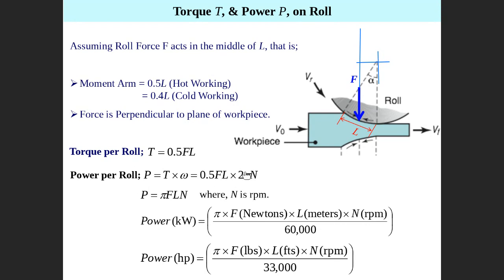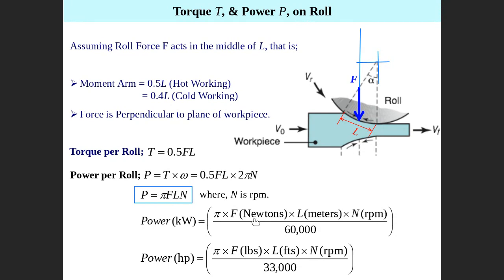Then you multiply by 2π times 0.5, then FLN. Power equal to FLN for one roller. Per roll, power equal to 2π FLN. This is the power for one roller. For two rollers, multiplied by 2. The total power is upper roller and lower roller. By roll, one roll, this is the power per roll equal to 2π FLN. For two rolls, you multiply by 2.